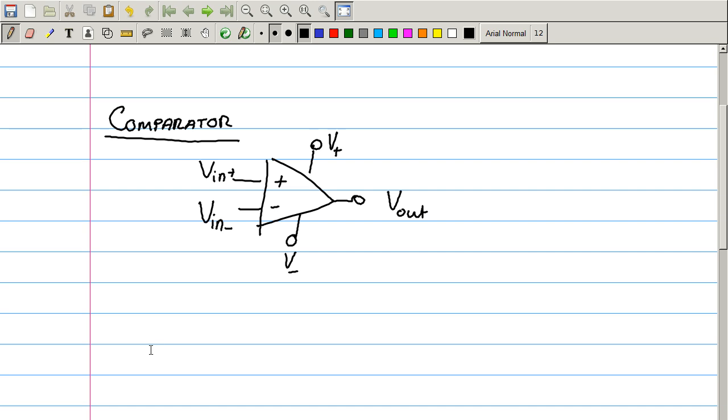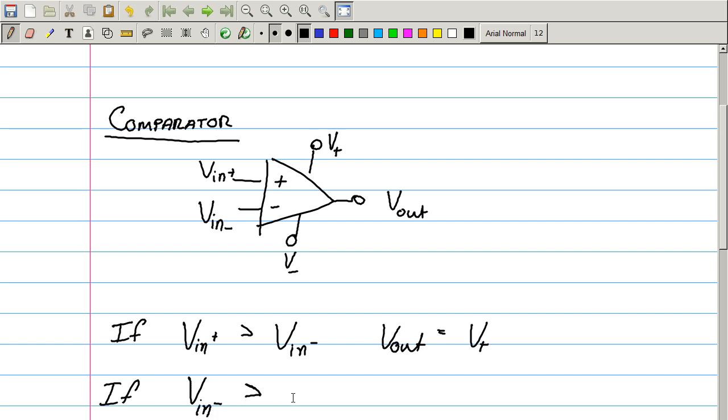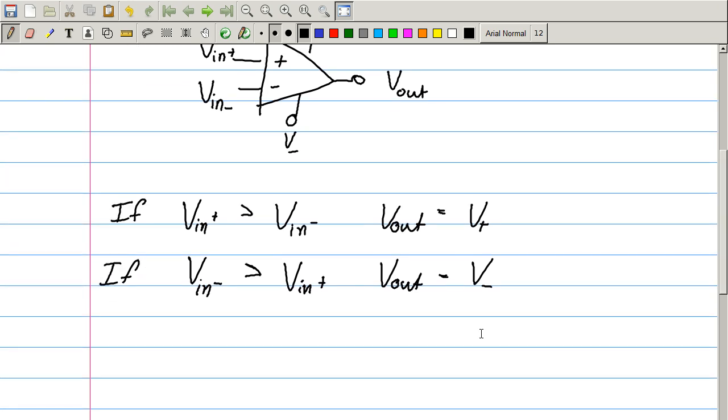Keep making addendums. Remember I said if V in plus is greater than V in minus, V out is V plus. And if V in minus is greater than V in plus, V out is V negative. And I'll add one more case. I don't think I mentioned this one. If V in plus is equal to V in minus, V out equals 0.